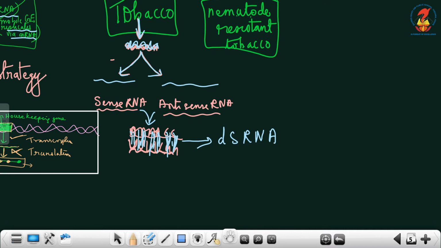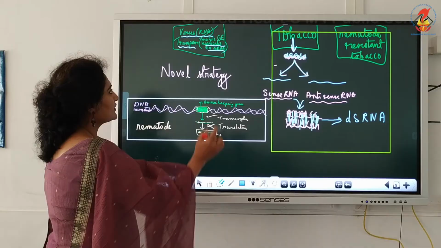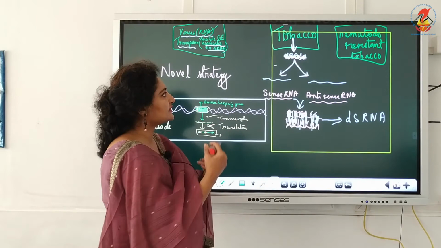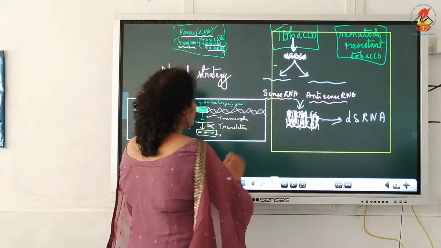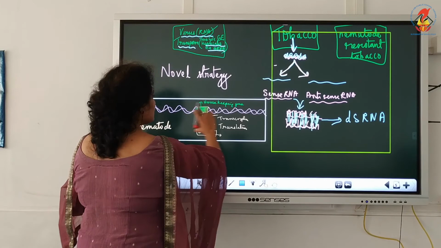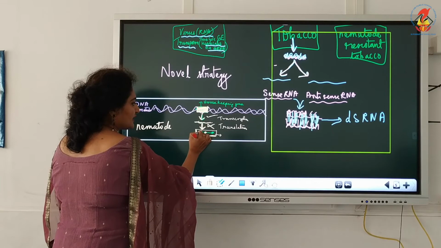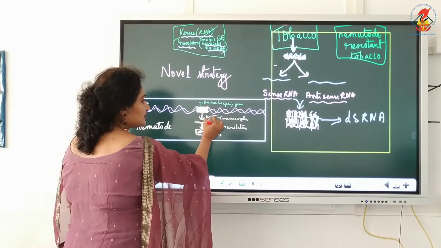Now two distinct processes are occurring. You should remember where and where. The dsRNA formation all occurred inside the tobacco. So once that nematode specific gene was introduced into the tobacco, it immediately formed sense and antisense RNA, and sense and antisense RNA being complementary form dsRNA. Up till here we stopped. Now at the same time, in the nematode, in the entire stretch of DNA, there's one particular gene called the housekeeping gene. It expresses into a protein which allows the nematode to survive in the roots. So we are not blocking at the transcriptional level, we are blocking at the translational level. How is it blocked?